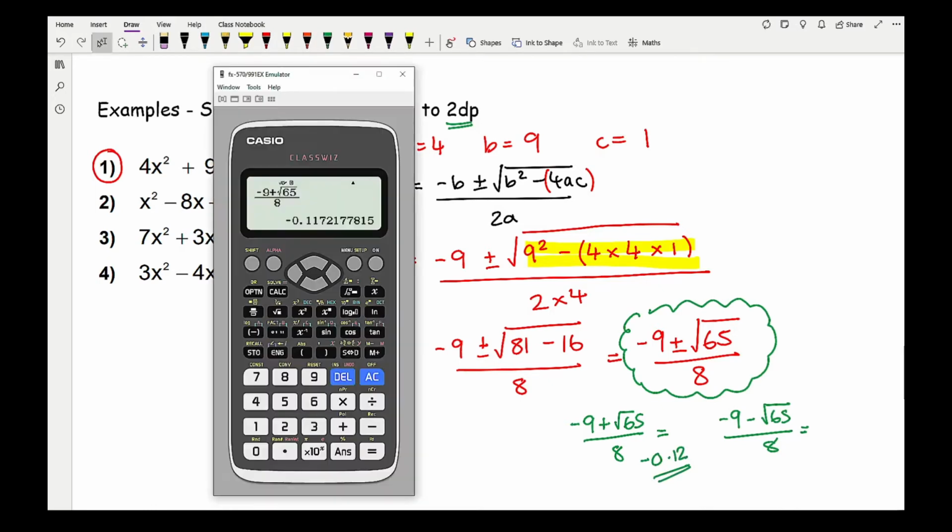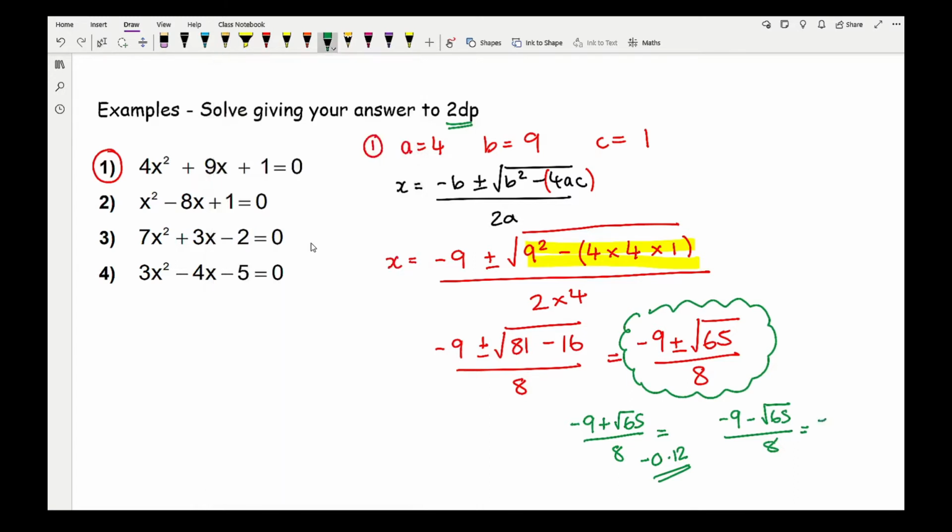Now for the second equation, if I've already got this typed up, then all I need to do is scroll across. I could type it in again, or I could just swap the plus with a minus, press equals, and it comes up with an answer of minus 2.13. So minus 2.13. And there are my 2 possible answers, rounded to 2 decimal places.